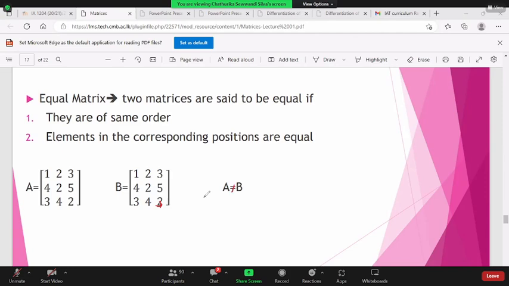equal. If at least one element violates this condition, then it is not an equal matrix. So in order to be an equal matrix, the first thing is the order should be the same, and the other one is the elements in the corresponding position should be equal.